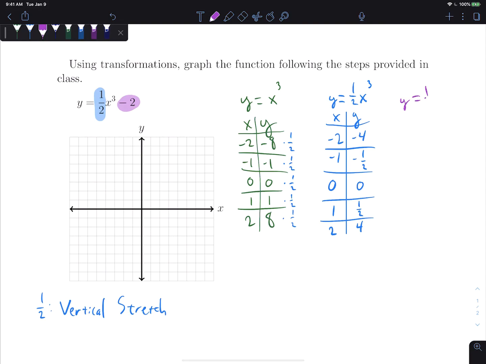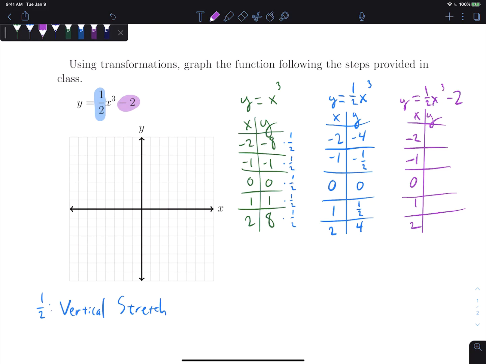The next transformation that we have here is the -2. That gives me y equals 1/2 x cubed and then -2. Notice that the -2 is outside of the parentheses, so it's not directly associated with the x. Therefore, the x value does not change. That means that the x's will be -2, -1, 0, 1, and 2, and that means that the y values will change. Now this -2, it's on the outside, so it's vertical, and it's adding or subtracting, which means that it is a shift. And it is -2 because it's outside, so you do what it says. So just make sure it's a -2.